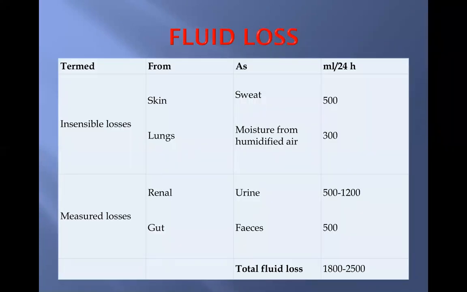What about the fluid loss? Fluid loss is either insensible loss or measured losses. The insensible loss is through the skin by sweating and lung moisture from humidified air. It is about 800 in total, while the measured losses are through renal and gut: through renal about 500 to 1200, and within the feces about 500. The total loss is about 1800 to 2500.